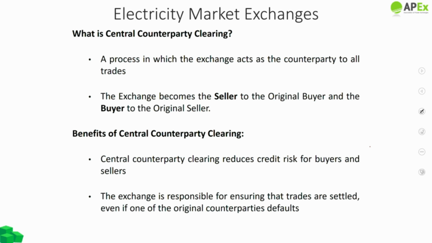Central counterparty clearing is a process that not only enhances market efficiency but also mitigates risks in a dynamic trading environment. The pivotal advantage of central counterparty clearing lies in its ability to significantly reduce credit risk for both buyers and sellers. By assuming the role of the counterparty to all trades, the exchange ensures that transactions are settled even if one of the original counterparties defaults.